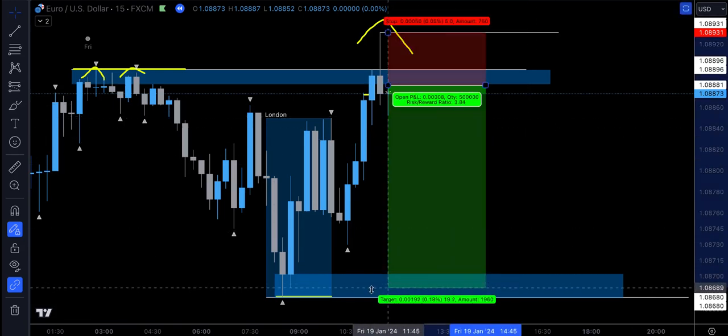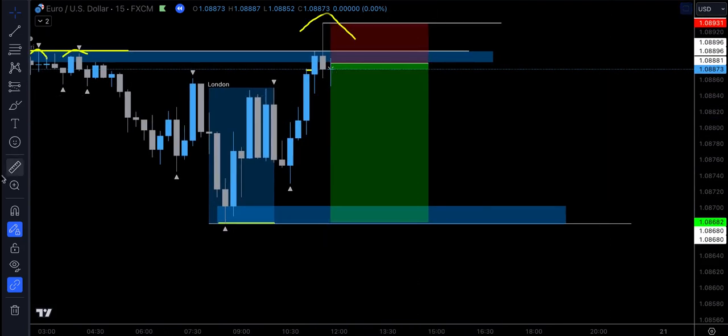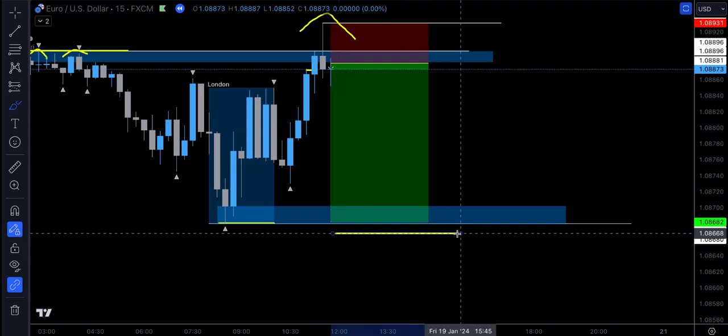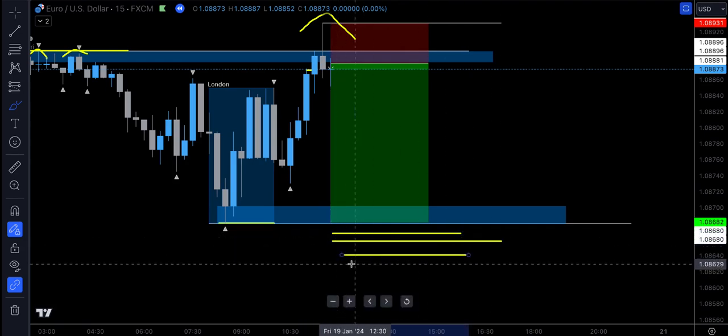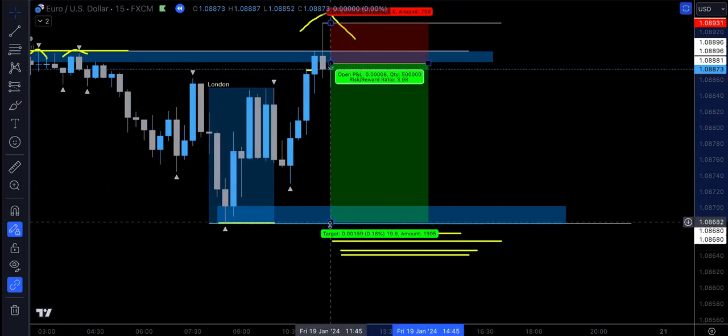You've got first targets down to range lows, because essentially we're going to be targeting liquidity. The liquidity is now resting below here. Therefore, that's the area that we're going to be looking at targeting.